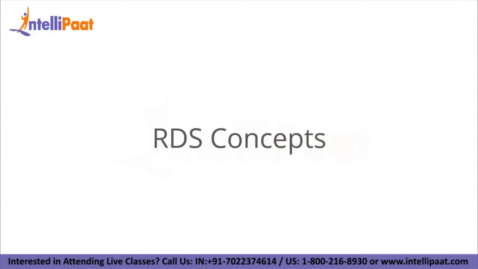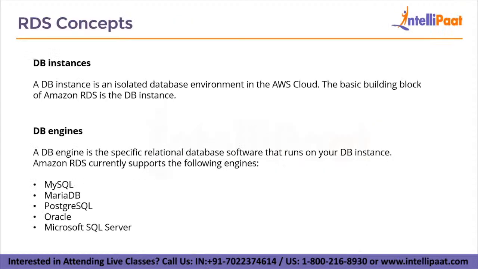Next, we will move on to RDS concepts. So first we have database instances. Now let us see what a database instance is. A database instance is an isolated database environment in the AWS cloud. So it will not be open to the public, so it will be isolated. The basic building block of Amazon RDS is the database instance. So this instance can be connected to any of the database engines.